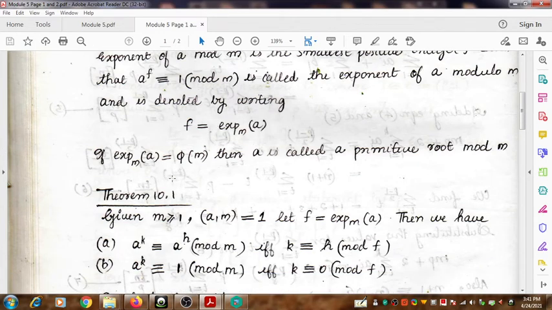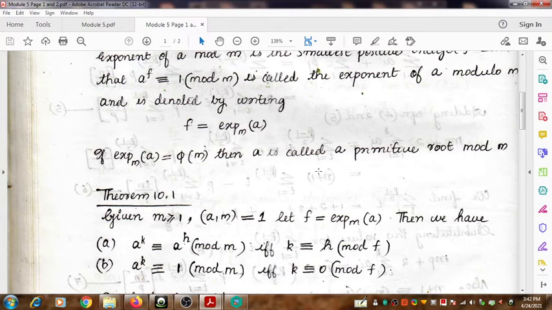And also you can see that in some cases the exponent of a modulo m will be equal to, in some cases only, phi m itself. So in such a situation we say that a is the primitive root mod m.